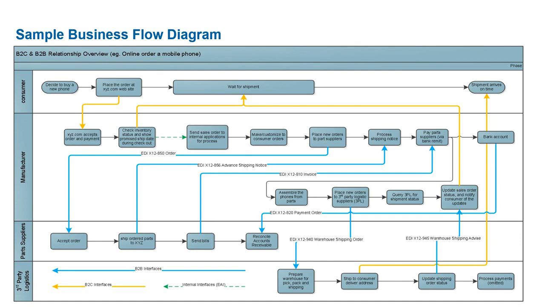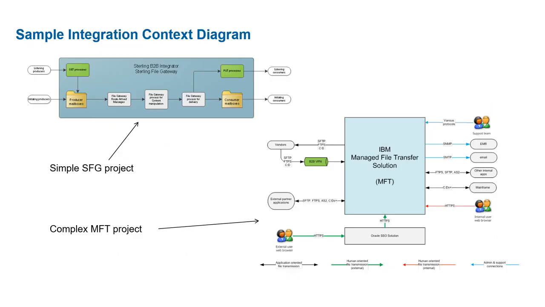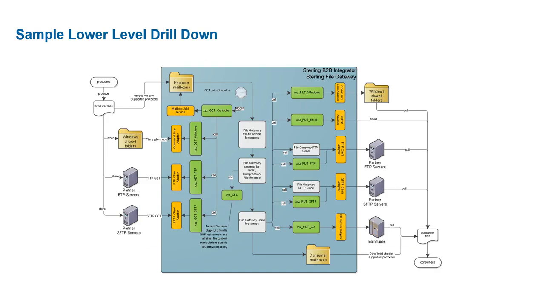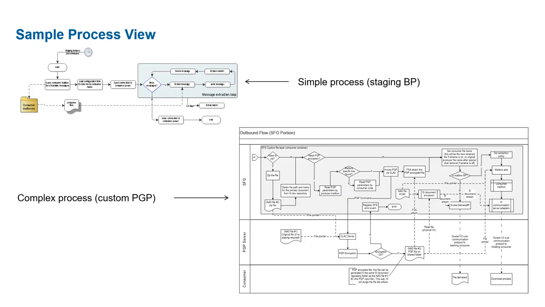I'm going to talk about the business flow diagram, how you can visualize that. And then the next is an integration context diagram, a simple Sterling File Gateway project versus a complex MFT project. A sample component diagram. I'm going to touch base on that part of it. What are the main components? And then a lower level drill down of that architecture.